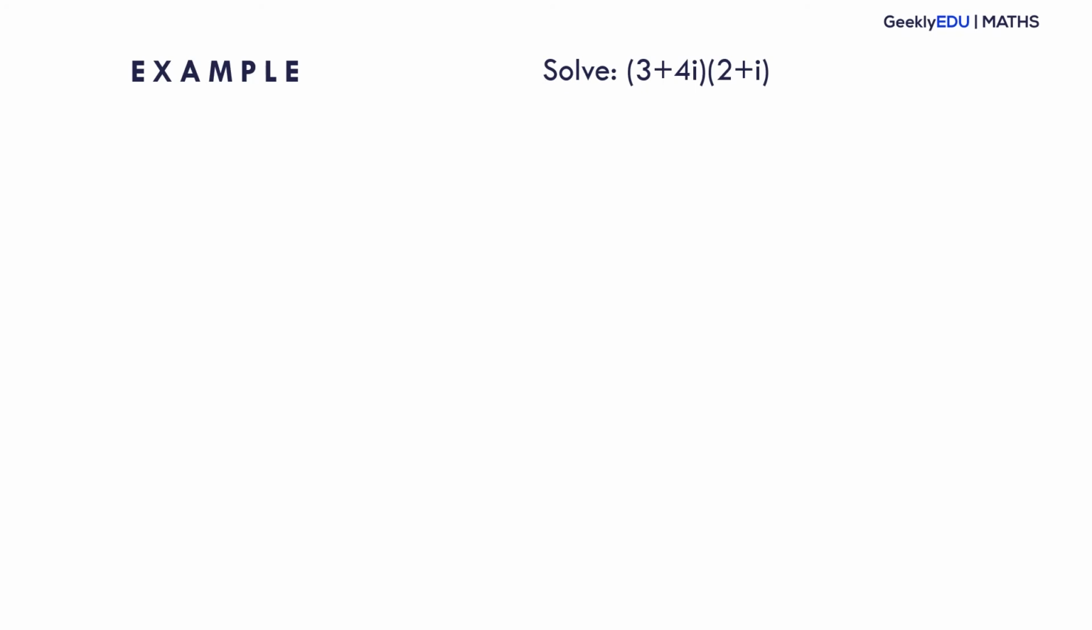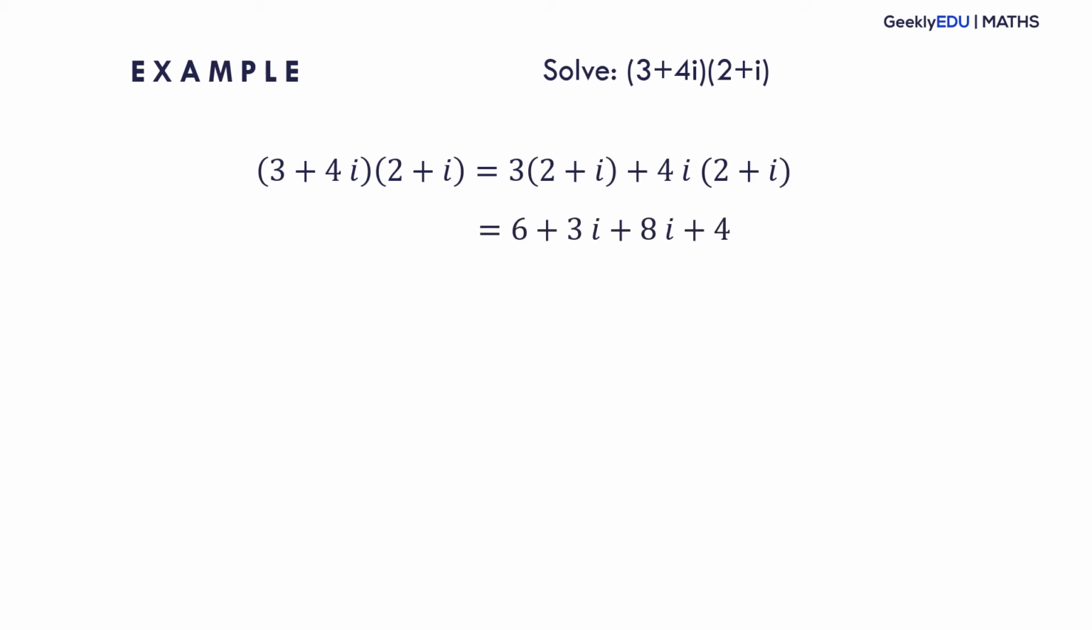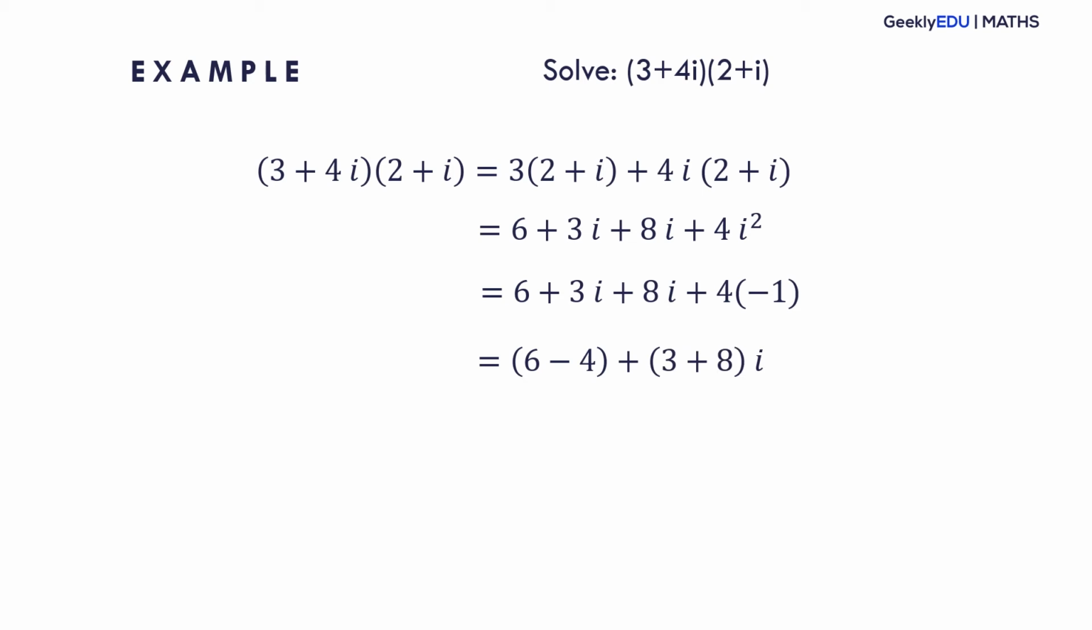As you can see, solving this kind of operations, it's similar to multiplying two binomials. So we are going to solve this first using the distributive property, then expanding the operation, and by the formula we know that i squared is equal to -1, so we are substituting this -1 and then simplifying. That is the result for this multiplication.